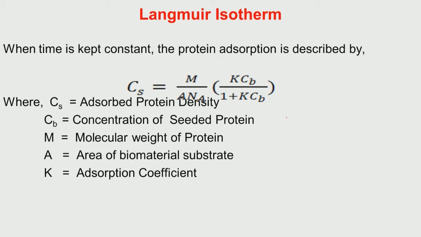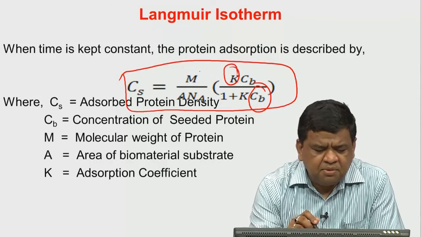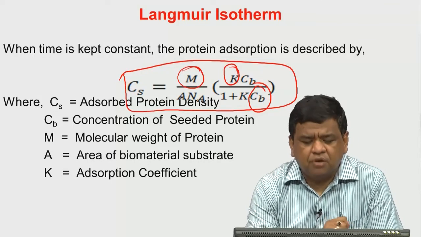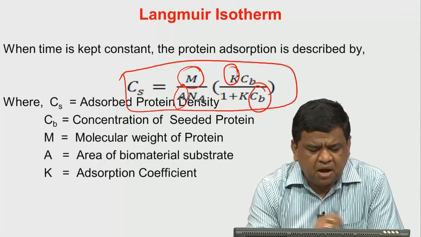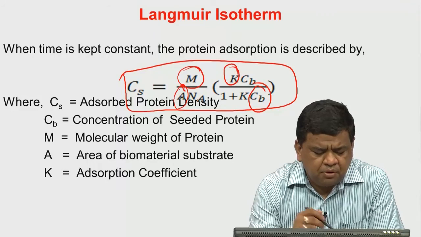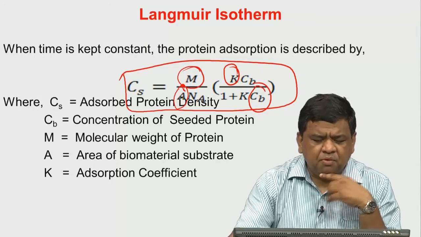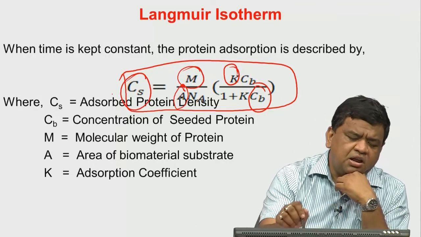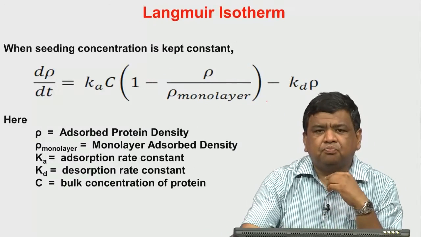So, mathematically the Langmuir isotherm can be explained by this particular equation, where Cs is the adsorbed protein density, Cb is your bulk protein density, K is your adsorption coefficient, M is the molecular weight of the specific protein you are concerned with, and capital A is the surface area of the biomaterial substrate to which the protein is exposed. So, this is not a linear type of equation. As you can see, Cs depends on the factor K Cb divided by 1 plus K Cb.